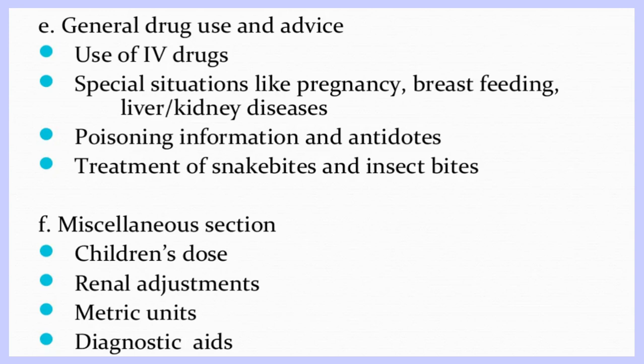Then miscellaneous section consists of children's dose, renal adjustments, metric units, that is dosage calculations in children, in liver failure, in pregnancy, in breastfeeding, in kidney diseases. So all the dosage calculations, everything will be mentioned in the metric units. Then diagnostic aids.